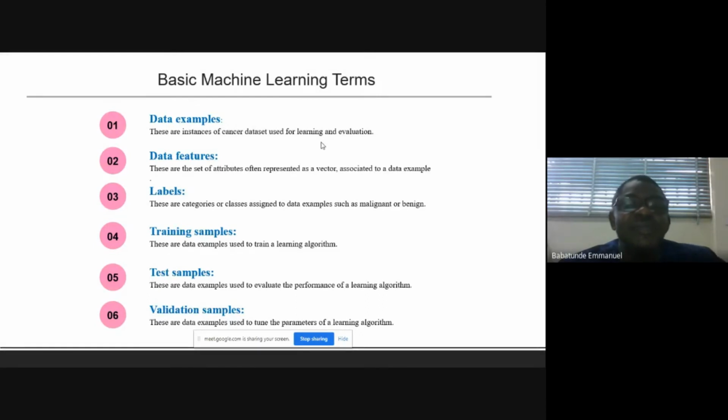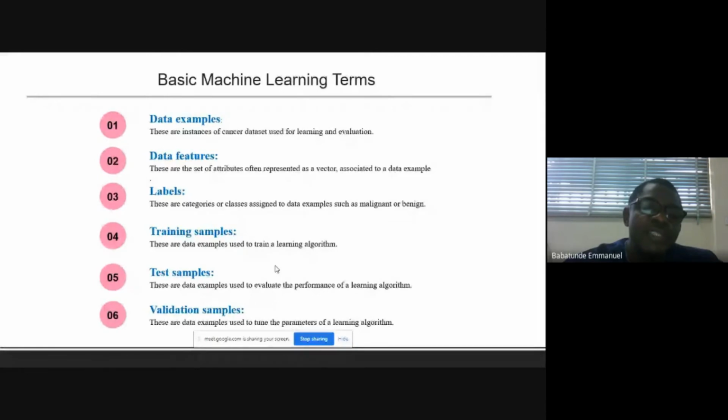Data features is what I explained earlier. These are the set of attributes, often represented as a vector, associated with a data example. Labels. These are categories or classes designated to assign to data examples. And in our own case, for the purpose of our cancer data, it is either malignant or benign.